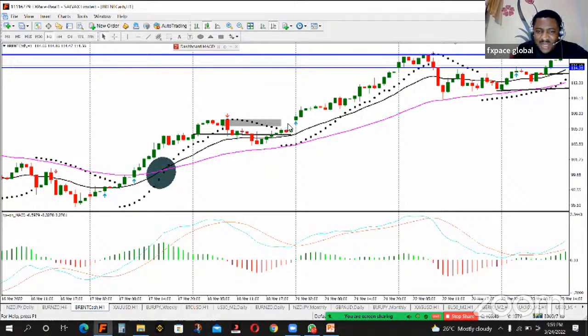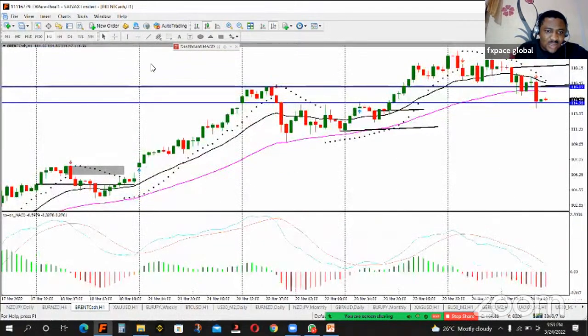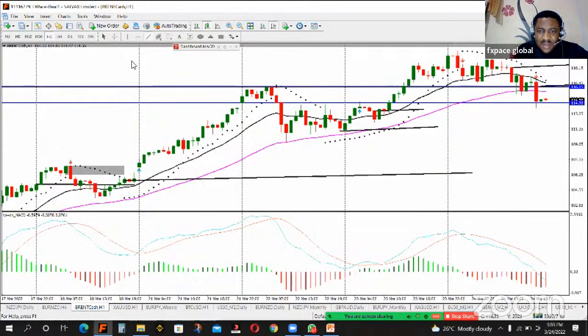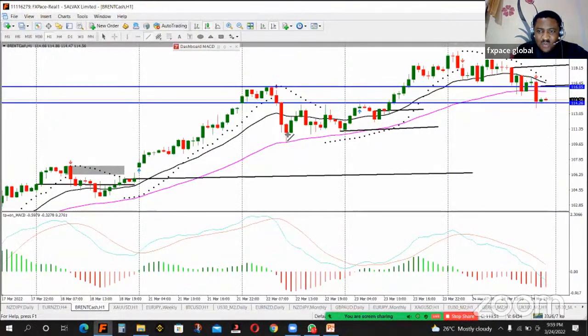Look at this. It came back again to this point. Imagine if you had entered here for a buy. Let's say you entered here for a buy. Now the market came here at this point. It did not break above. You are looking at it. It did not break above.